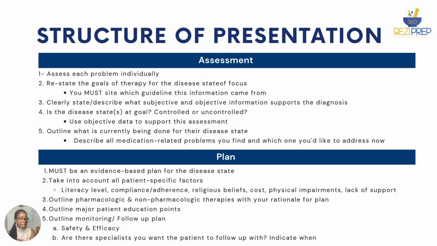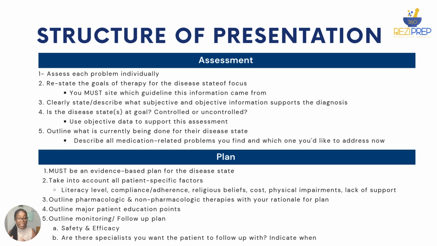For the assessment and plan component, you want to assess each problem individually, and you want to restate the goals of therapy for the disease state you're focusing on. Where you are getting the goals of therapy has to be cited. You cannot assume. Describe the objective and subjective information that you used that supports the diagnosis. So if we are saying that someone has heart failure with reduced ejection fraction, you need to quantify the ejection fraction for them. If we are saying that somebody has a hypertensive urgency, you've got to be able to isolate what the patient's presenting blood pressure was and why that is an urgency versus an emergency, right?